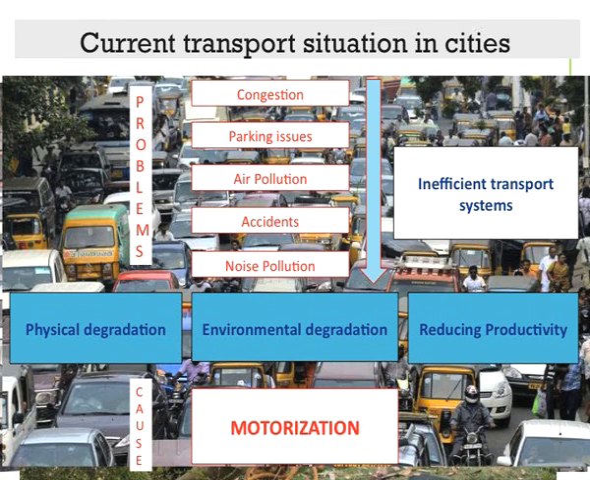There is air pollution. There are accidents. One of the major problems that we are yet to realize is the way it is harming our population. There is noise pollution, again something that has very harmful impact on health. And all of this is leading to transport systems in our cities that are inefficient and causing physical environmental degradation and reducing our productivity. Because the amount of time we spend on travel is also a critical component in enhancing or reducing our productivity as individuals, as cities, as nations. A key cause for this, which I would consider is important to discuss, is motorization. I'll come to this issue later in the slides as well.